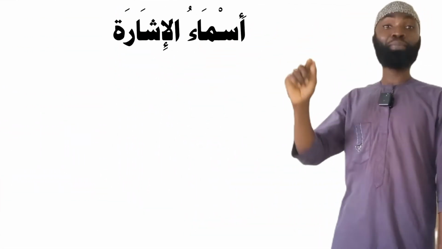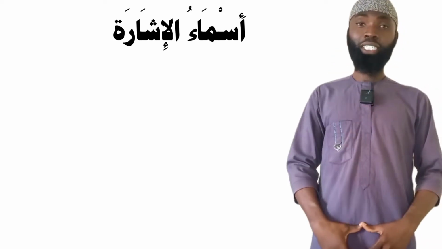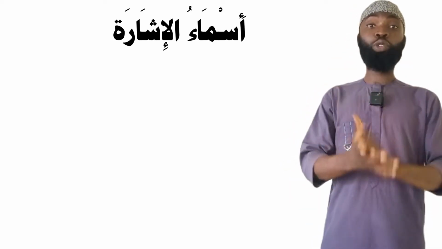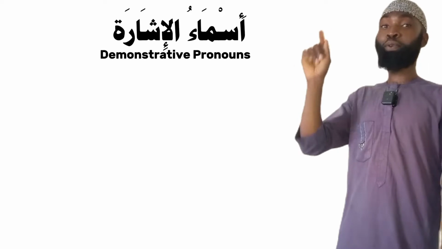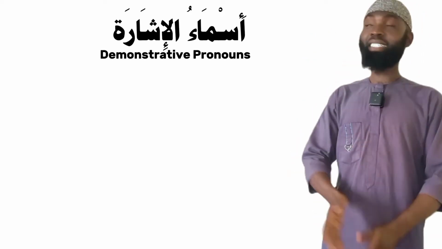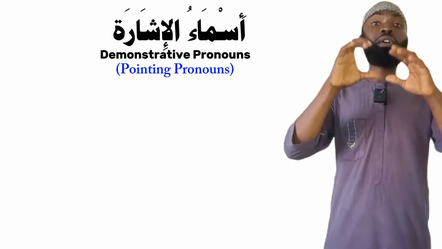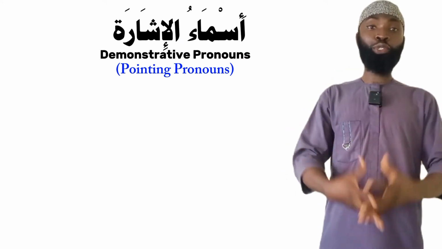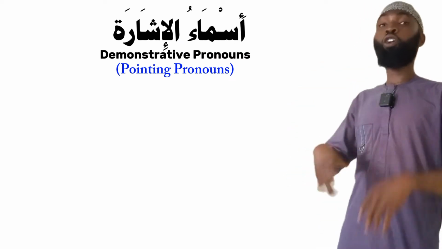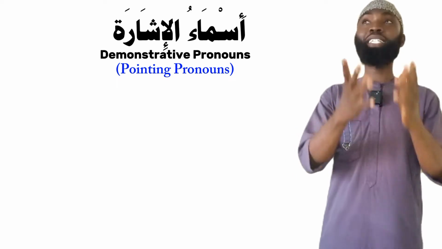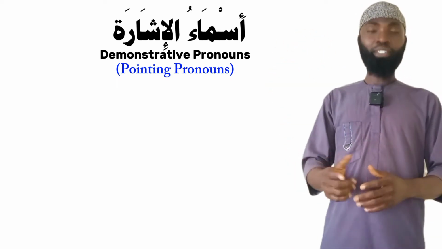As usual, today we have another very interesting and captivating topic. This topic is of utmost importance, and what is that? Asma'ul Ishara. What is Asma'ul Ishara? In the English language, we have what we call the demonstrative pronouns. We also call these the pointing pronouns, because these are the type of pronouns we make use of when pointing to persons or objects or even animals. So we say this or that.